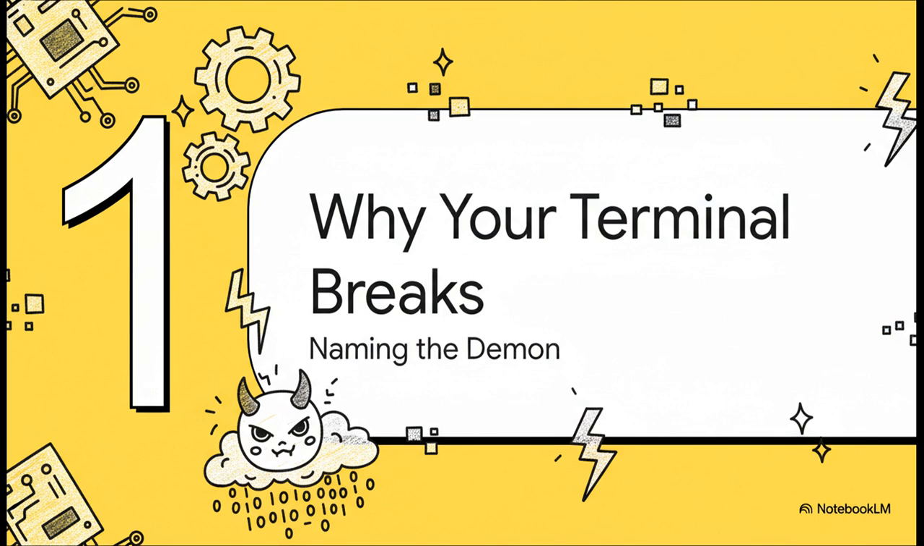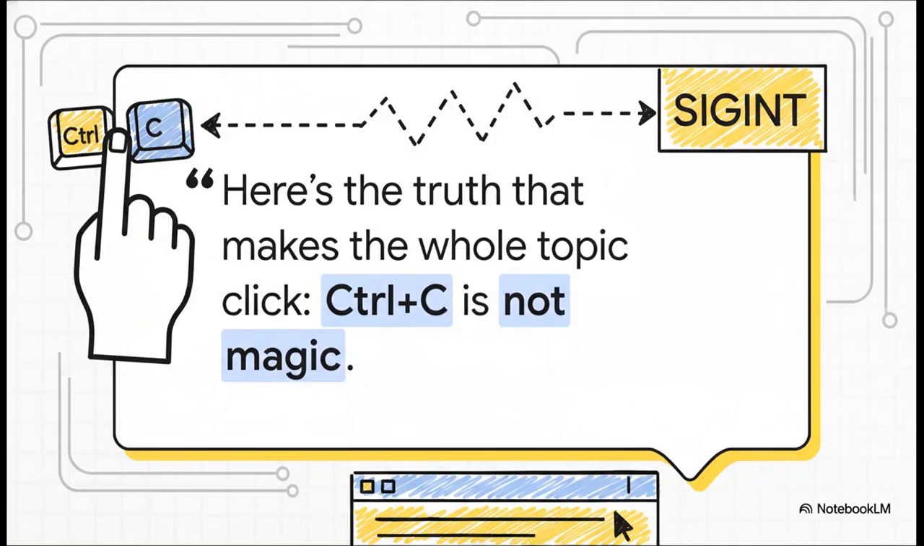Look, this isn't some random curse you get from an old virtual machine. It's a very specific technical problem. And to beat the demon, you gotta know its name. And here's the truth, the one thing that makes this whole topic finally click into place. Control-C isn't magic. It's not some universal stop-everything button. All it is is a key binding that sends a specific signal, called SIGINT, to whatever process is running in the foreground.